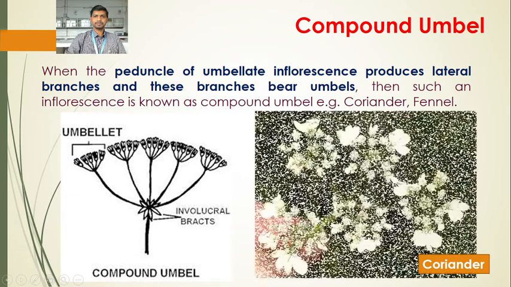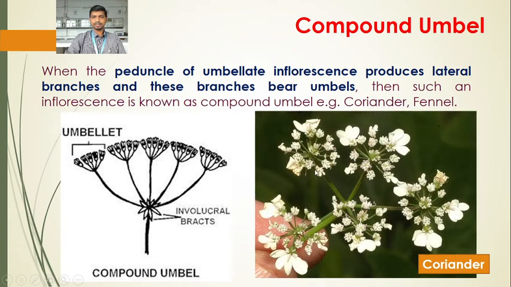Okay, for example coriander, so we can see this flower, the younger flowers are at the center, older at the periphery. Here this is the peduncle that has been divided into many lateral branches, and each branch looks like an umbel. Okay, so this individual branch of the compound umbel is referred to as an umbellate. So it looks like a simple umbel, and the whole inflorescence is a compound umbel.